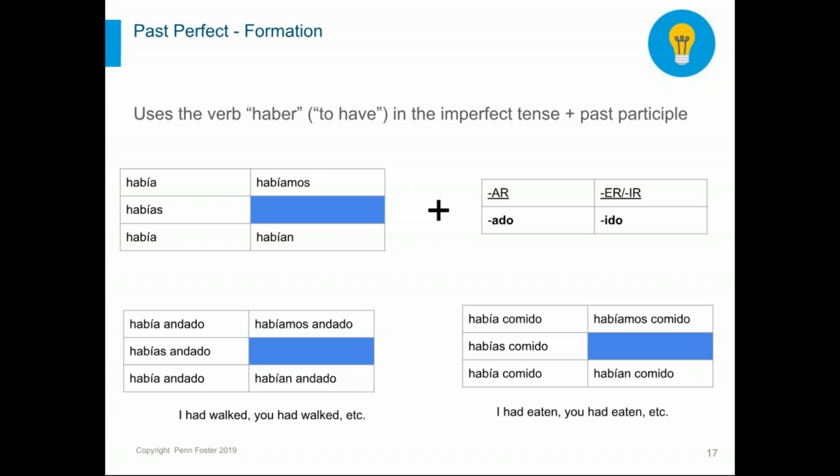The rules on past participles do not change. The past participles, if they are regular, still end in ADO or IDO, and if they are irregular, will still come from that list of common irregular past participles we began this topic with.